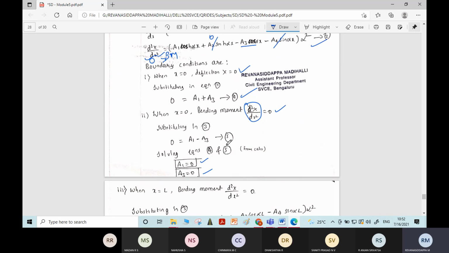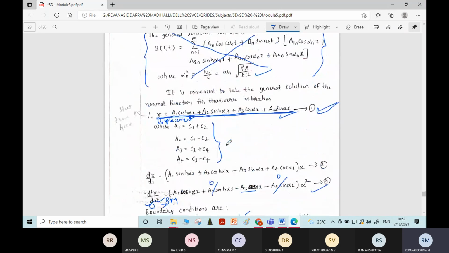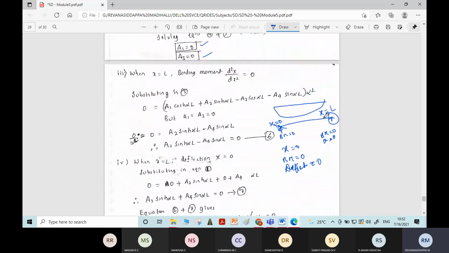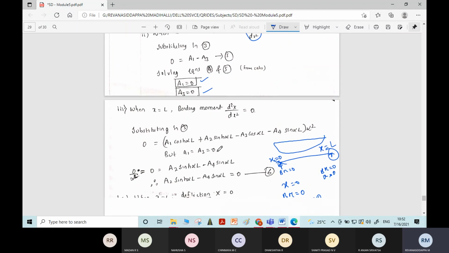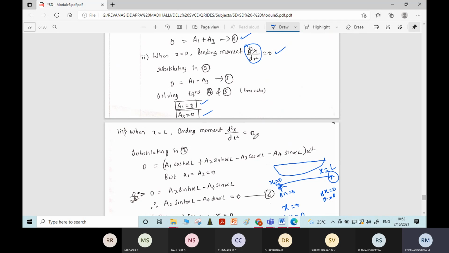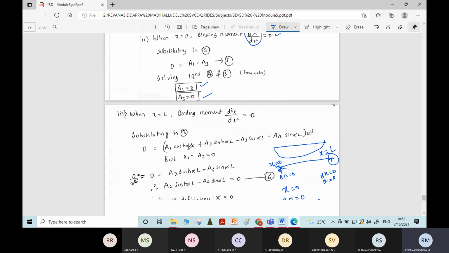Now coming to the third condition, at x equal to L, deflection equal to 0 and bending moment equal to 0. If you take these two conditions, you will get two more expressions. So in the third step, x equal to L, the bending moment d square x by dx square equal to 0 is taken.